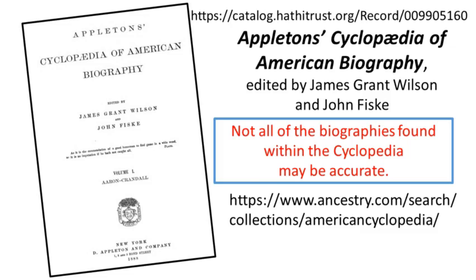One will be HathiTrust. That is the link at the top of this screen. It's a 7-volume set. And you can actually go look at the actual images, and it's searchable as well. It's also available on Ancestry.com at the link on the lower part of the slide, American Cyclopedia, with their term of searching them by collection.